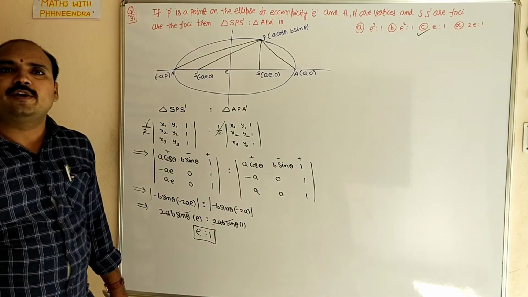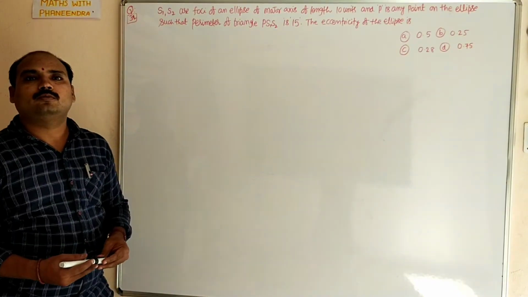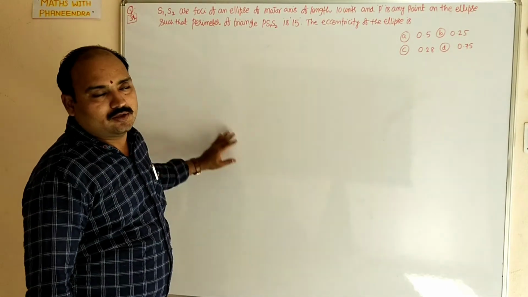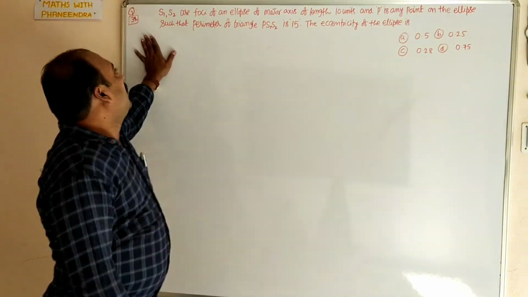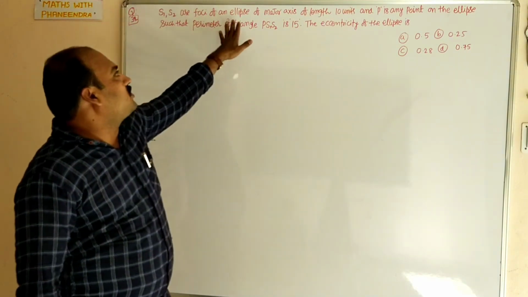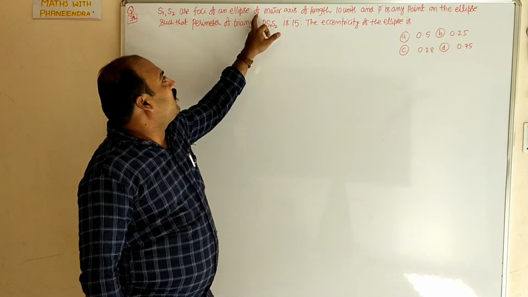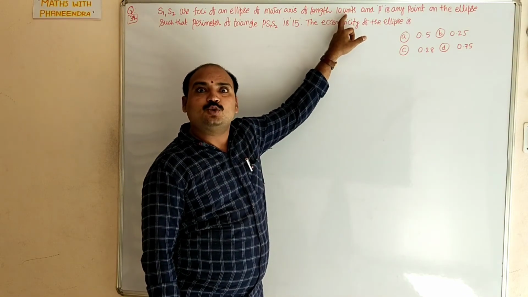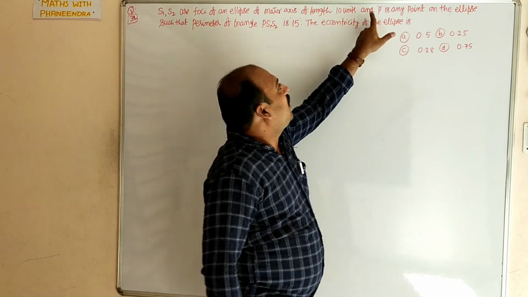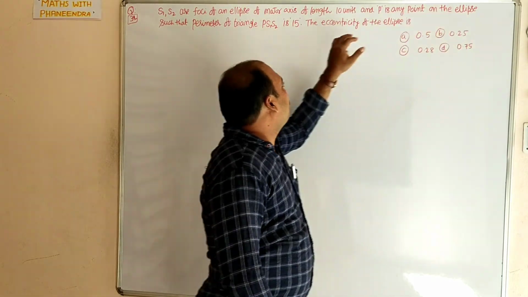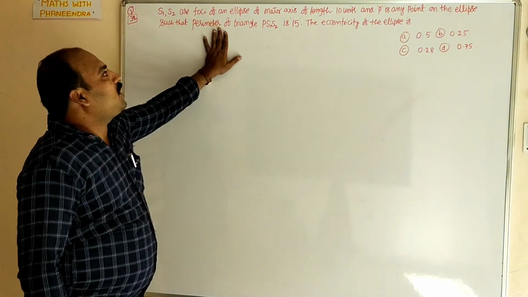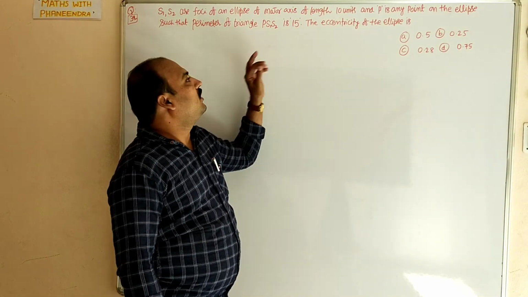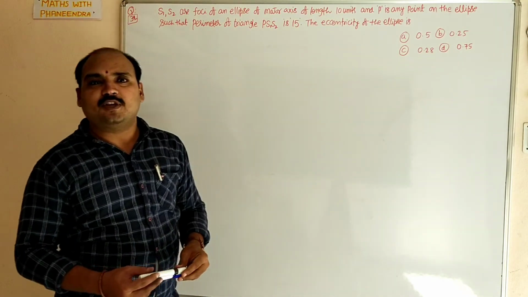We will move to the next question. The next question was also previously asked in public competitive exams. S1, S2 are the foci of an ellipse of major axis of length 10 units. Major axis length 2a is 10, and P is any point on the ellipse such that the perimeter of the triangle PS1S2 is 15. Then the eccentricity of the ellipse is.